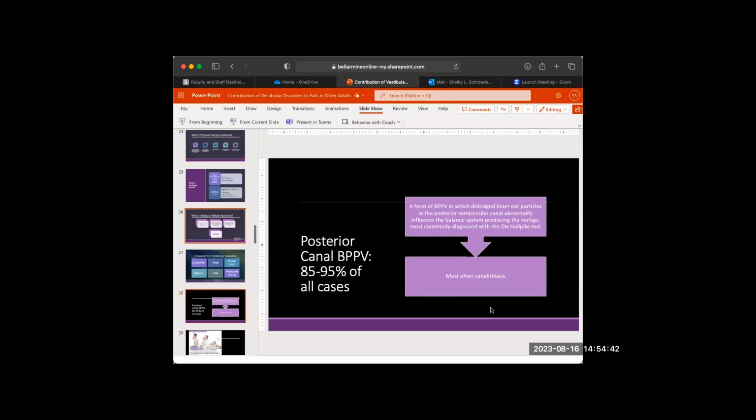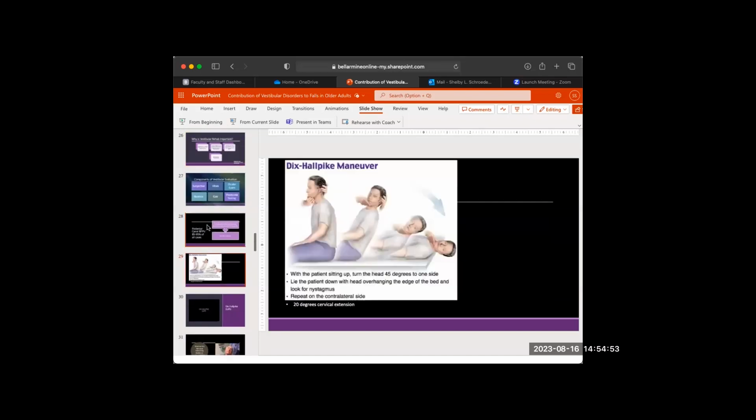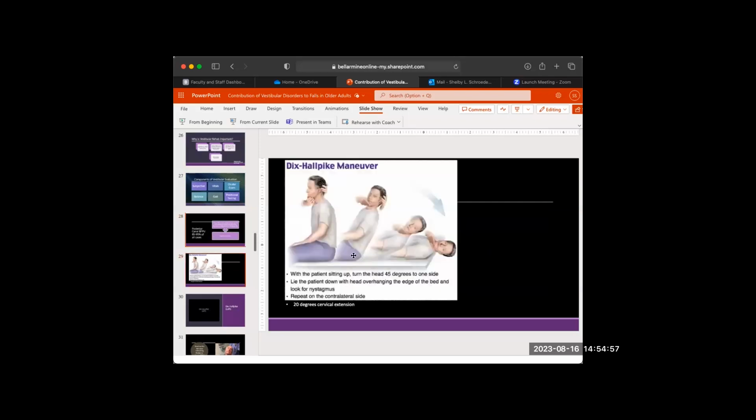And we diagnose it with the Dix-Hallpike test, which I'm going to show you a video of. And most often, canalithiasis, meaning that the crystals are free floating in that semicircular canal. Here is a picture of the Dix-Hallpike maneuver. So we turn the head 45 degrees to the side that we're testing, towards the ear that we're testing, and we lay the person back over the edge of the table.